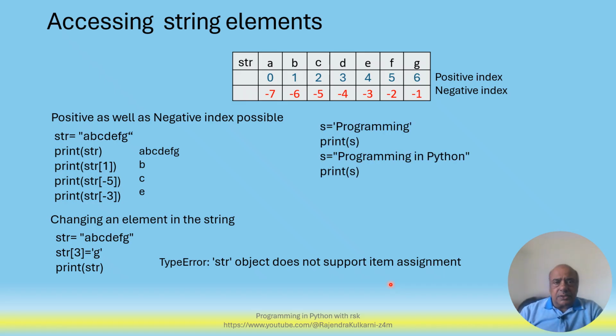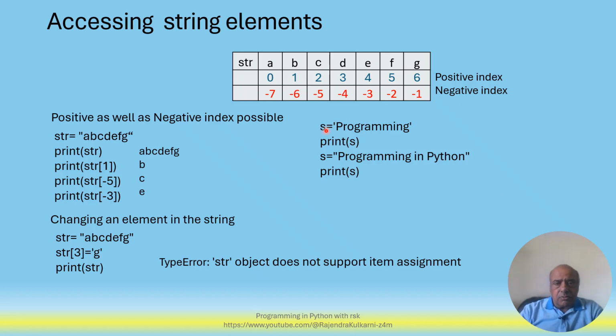We have already seen in our earlier videos that string is immutable. We cannot change the content or element of a string programmatically during runtime, and this is the proof that a string is an immutable collection.